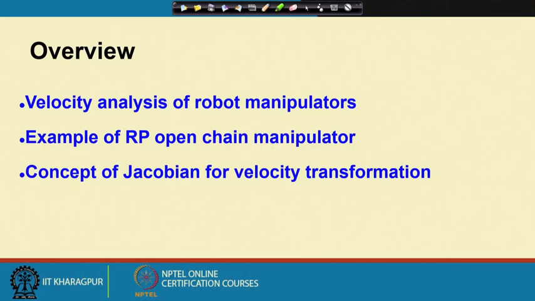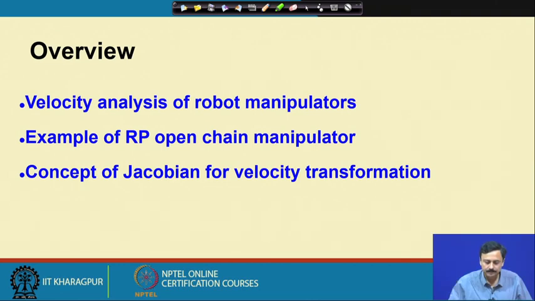We are looking at the velocity analysis problem of robot manipulators. We are going to continue this discussion in this lecture. So, let me give you an overview of today's lecture. We are going to discuss the RP open chain planar manipulator. An RP chain has one revolute and one prismatic pair. We are going to derive the Jacobian relation, the velocity transformation relation, for the RP open chain planar manipulator.